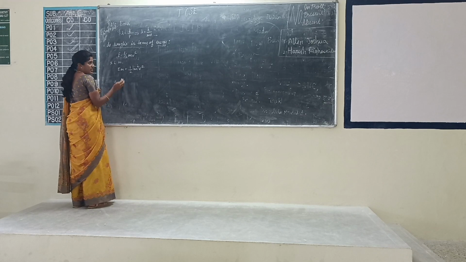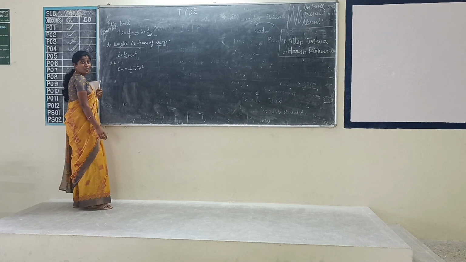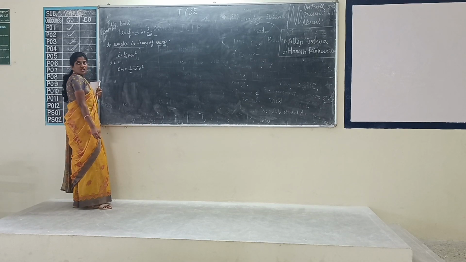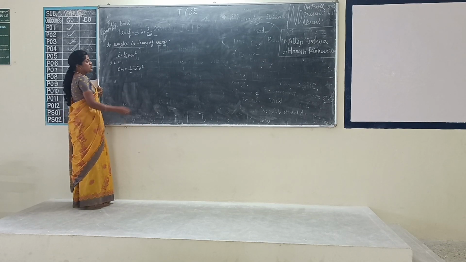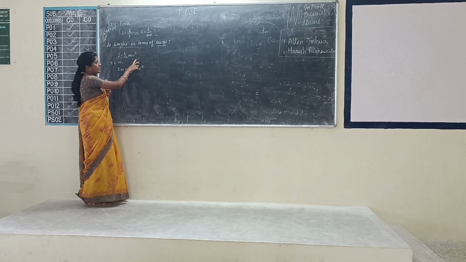So mv square goes to the other side. How does it go to the other side? So de Broglie wavelength in terms of energy. What is the value of energy? Kinetic energy of the particle is represented as E equal to half mv square.